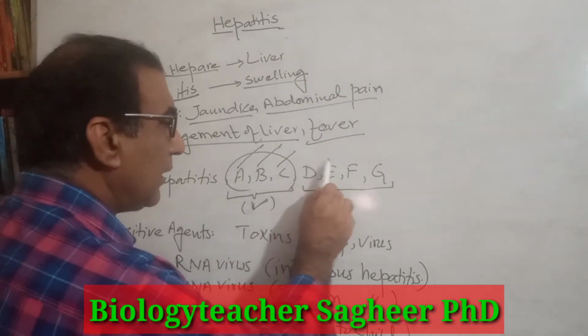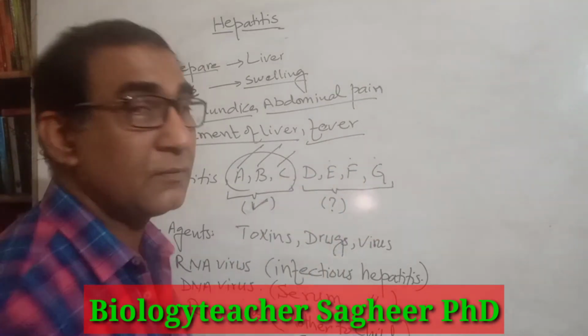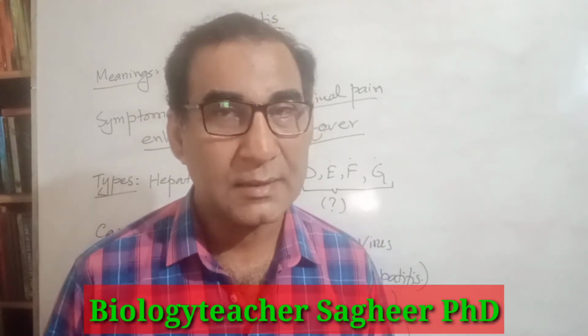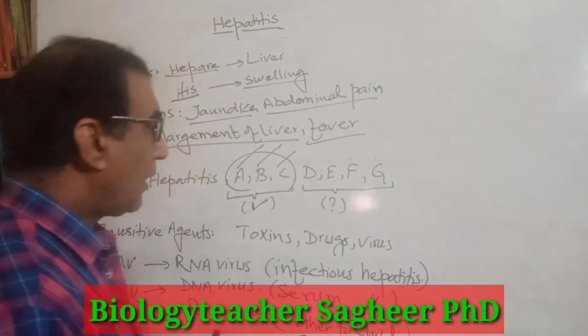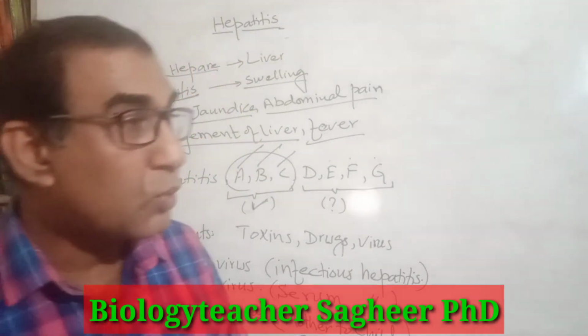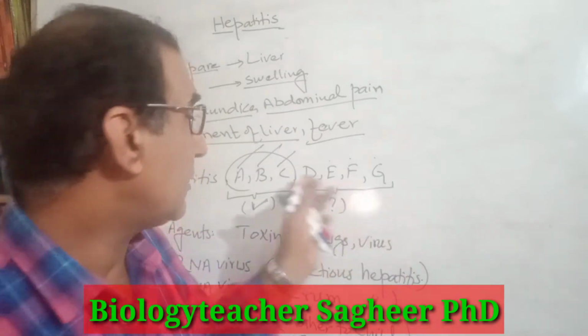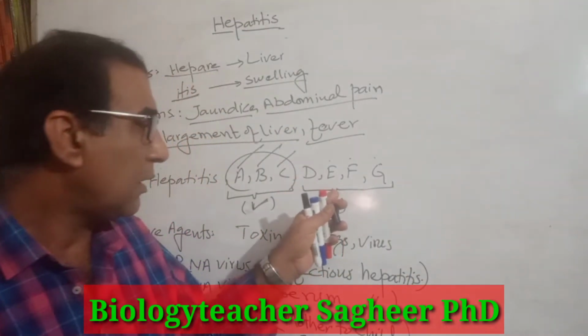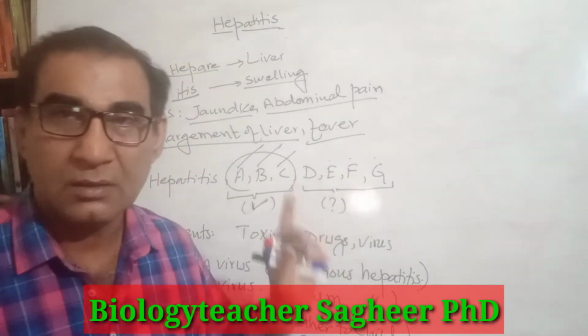Hepatitis D, E, F, and G are the less studied hepatitis. Okay, less studied. In other words, we have less information about these 4 types of hepatitis: D, E, F, and G. Okay.